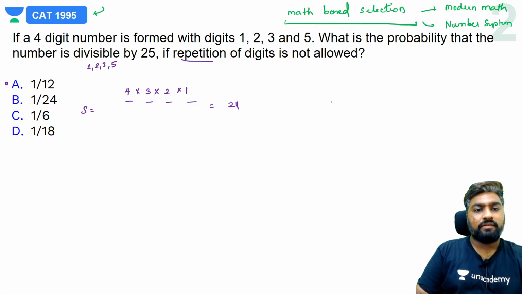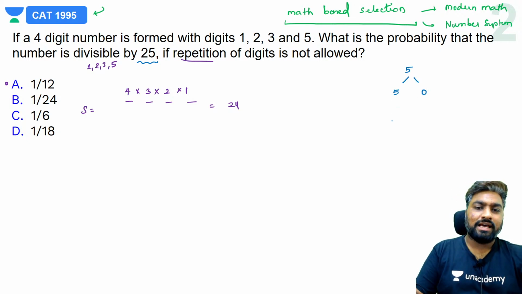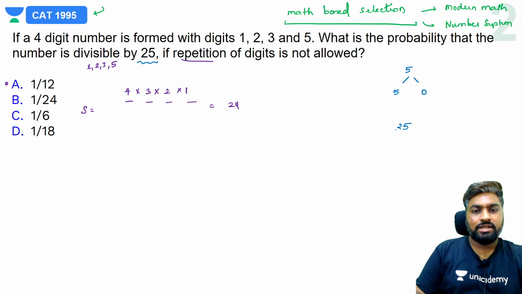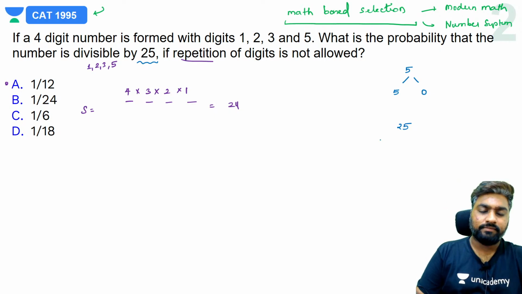Now let's go for the favorable outcomes. Now they want a number to be divisible by 25. We know that if a number is divisible by 5, it will end with a 5 or a 0. Shouldn't there be something like that for 25 also? Let's look at this. If a number is a multiple of 25, it should either end with 25, like 25, 125, and so on.